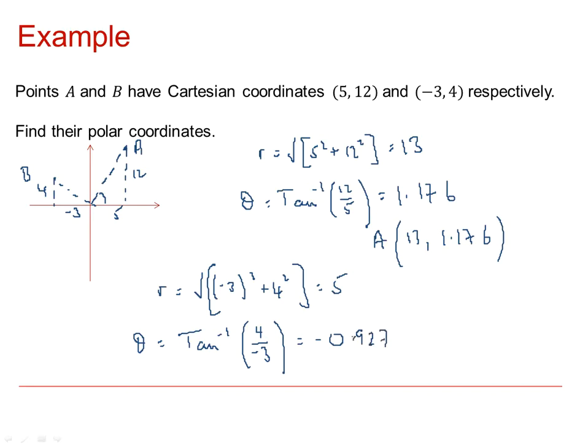But that's a value which is in the fourth quadrant of the circle, which is down here, and therefore we need to add pi to that. -0.927 plus pi gives a value of about 2.214. And therefore B is at the point 5, 2.214, which is definitely in the second quadrant of the circle.